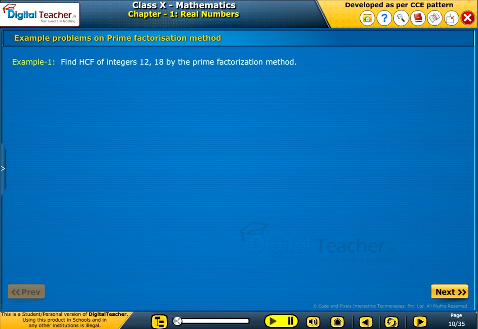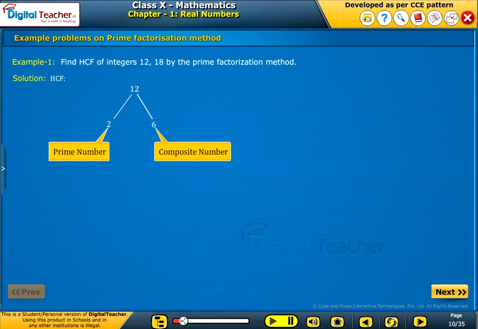Find HCF of integers 12, 18 by the prime factorization method. Solution. Consider the positive integer 12. To find its HCF, express it as a product of 2 and 6. Here 2 is a prime number and 6 is a composite number.